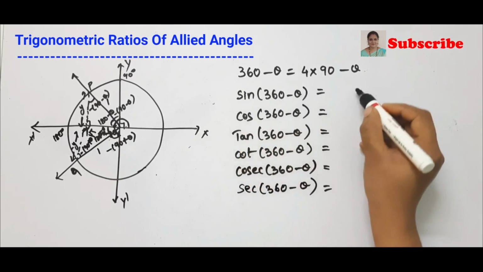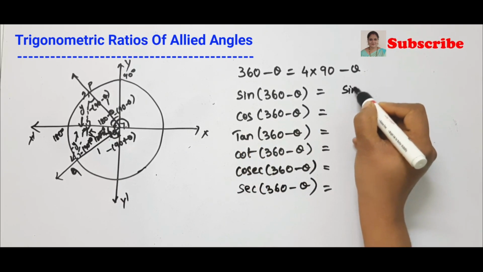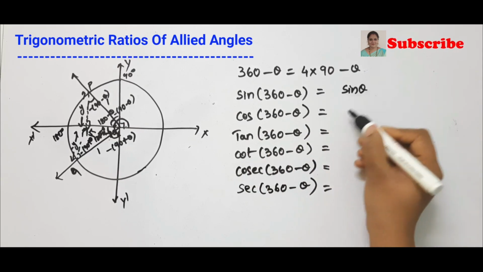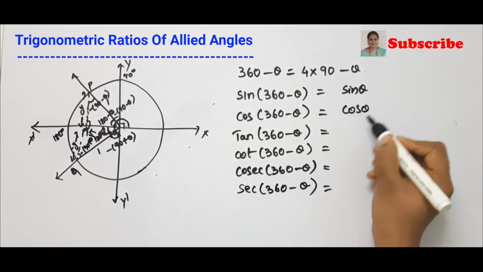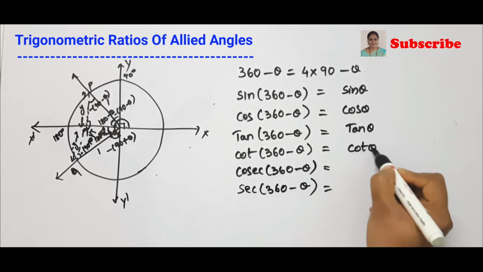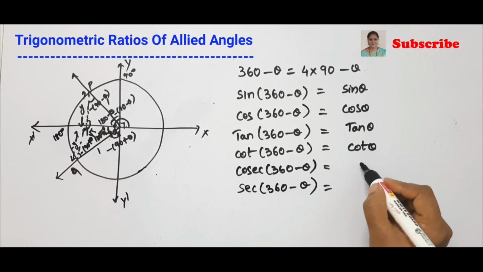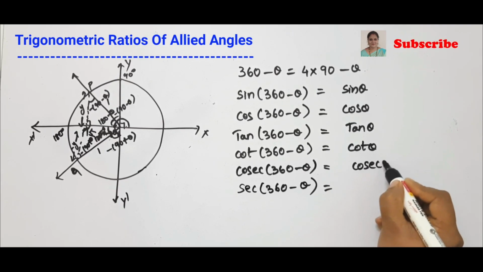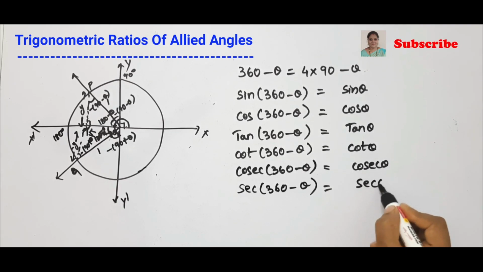So here it is sine, so this will also be sine. The angle here is theta. So this is sine theta. This will be cos theta. This will be tan theta. This will be cot theta. This will be cosecant theta. This will be secant theta.